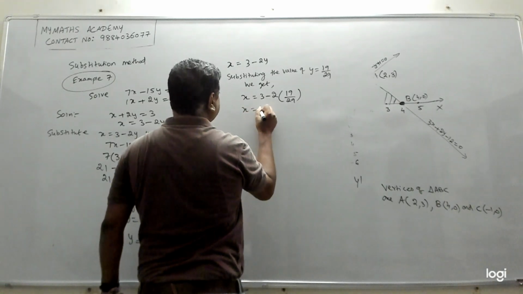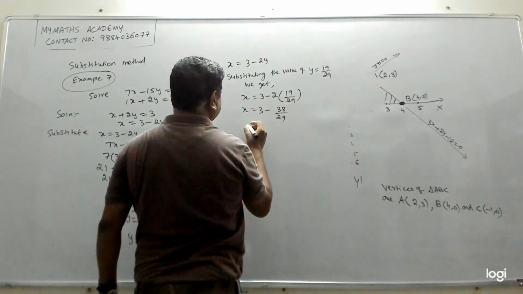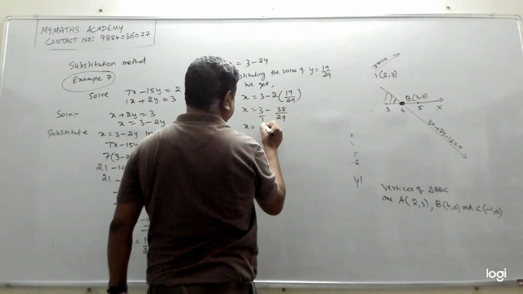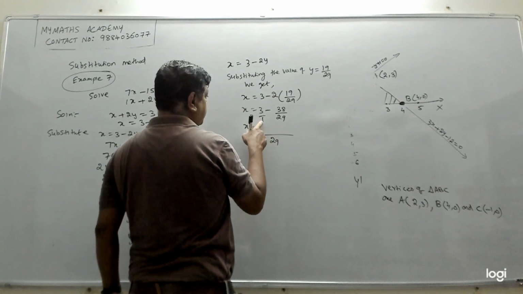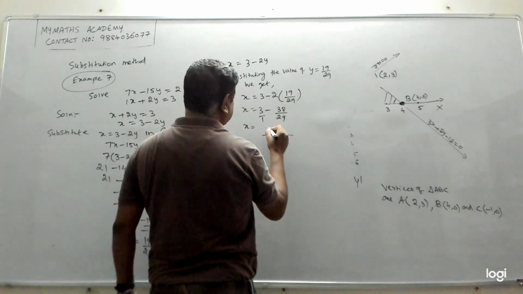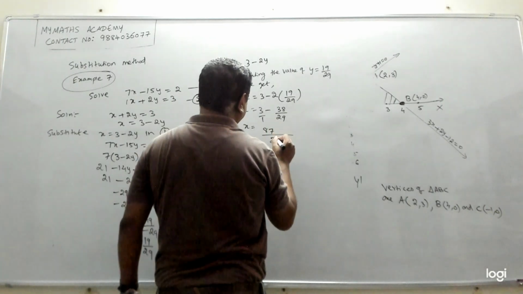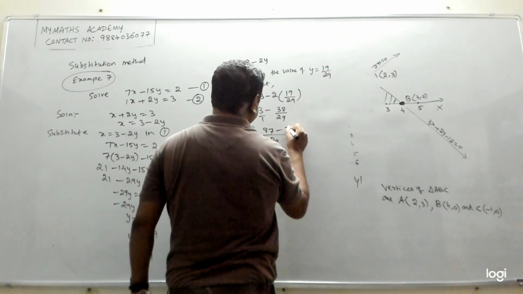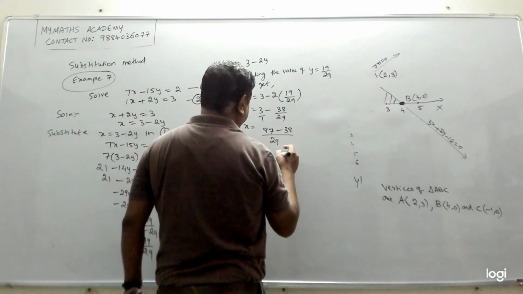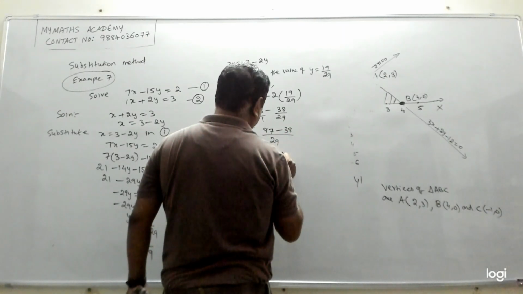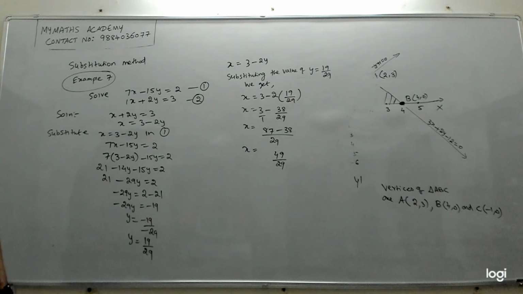So x is equal to 3 minus 2 times 19, which is 38, by 29. Right? So now we should do fraction subtraction. LCM is 29, so we have to multiply this 3 by 29. 3 times 29 is 87. 87 minus 38. So x is equal to, now 87 minus 38 is 49. You get 49 by 29. So that is your x.